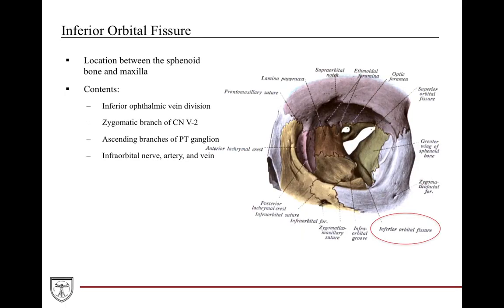Then you got your inferior orbital fissure. This is between the sphenoid bone and the maxilla. It's actually really tiny. If you can see down below, that's where it is. It actually holds the contents of the inferior division of the ophthalmic vein, the zygomatic branch of CN V2, the ascending branches of the PT ganglion as they go and innervate the lacrimal gland, and of course you also have your inferior orbital vessels as well.